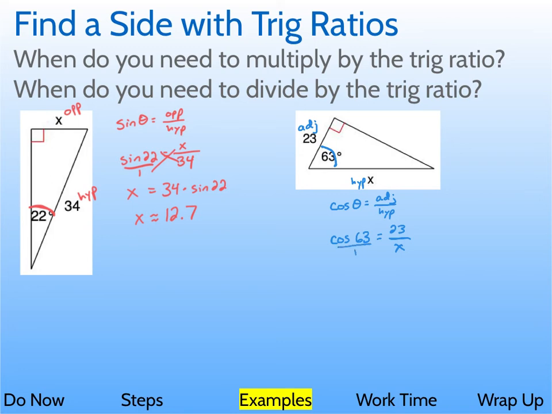All right, same solving process. Over 1, cross multiply. We get 23 equals cosine of 63 times x. To solve for x, we got to get rid of this pesky cosine of 63. So divide by it. Those cancel out. And you get x equals about 50.7. So notice, when the x was on the bottom, you divided by the trig ratio. When the x was on top, you multiplied by the trig ratio. So there you have it.